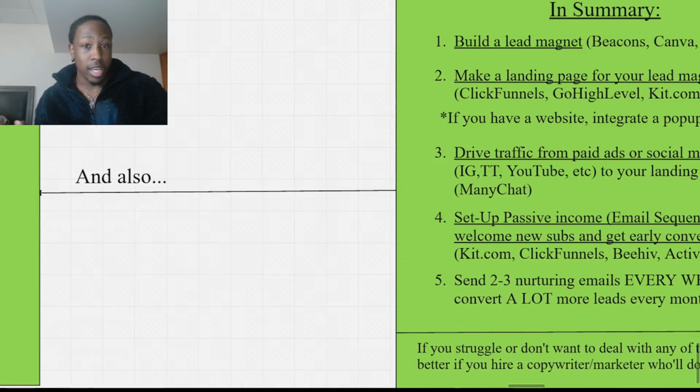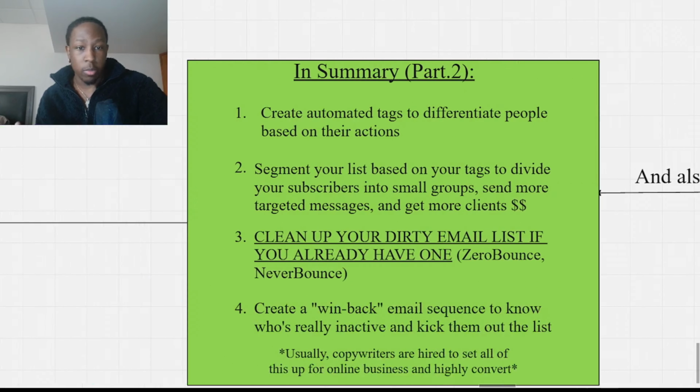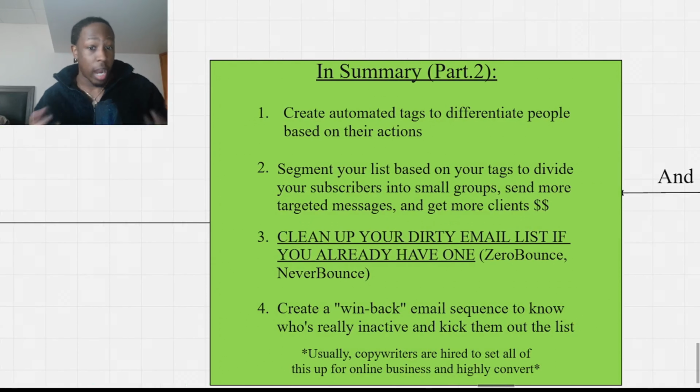And also, because the summary is bigger than that, the video was pretty big. Look, create automated tags to differentiate people based on their actions, then segment your list based on your tags to divide your subscribers into small groups, send more targeted messages, and get more clients and more money.